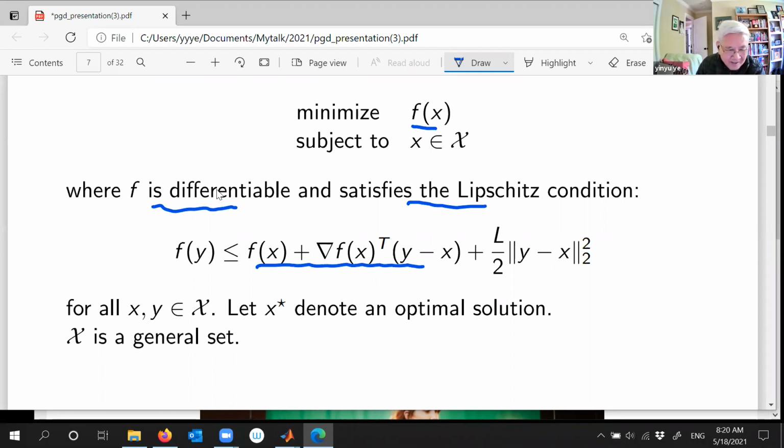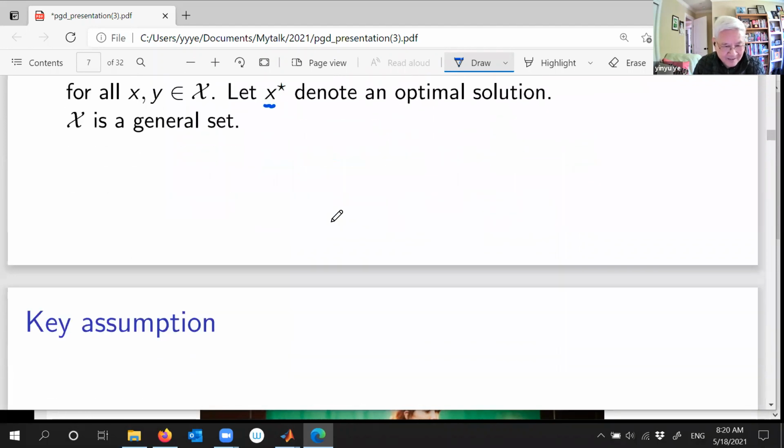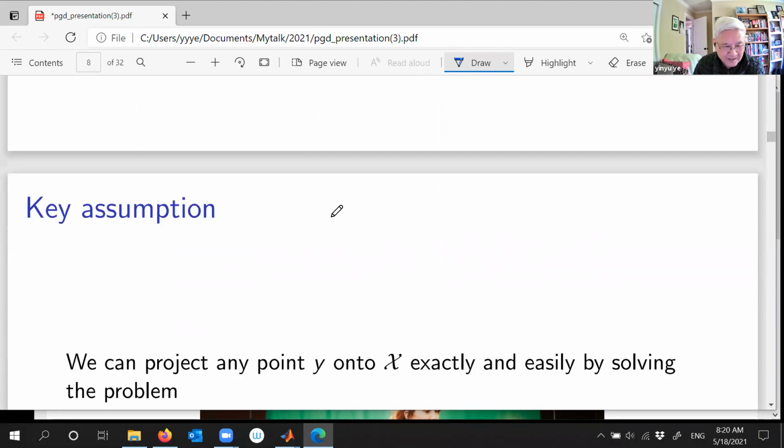In the following talk, I'm just going to focus on analyzing how to solve these problems by the steepest descent projection method. I usually use X star to denote the optimal solution, the so-called global optimal solution for this problem. And again, the set is going to be a general set. I'm going to move away from the sensor network localization, but focus on this.